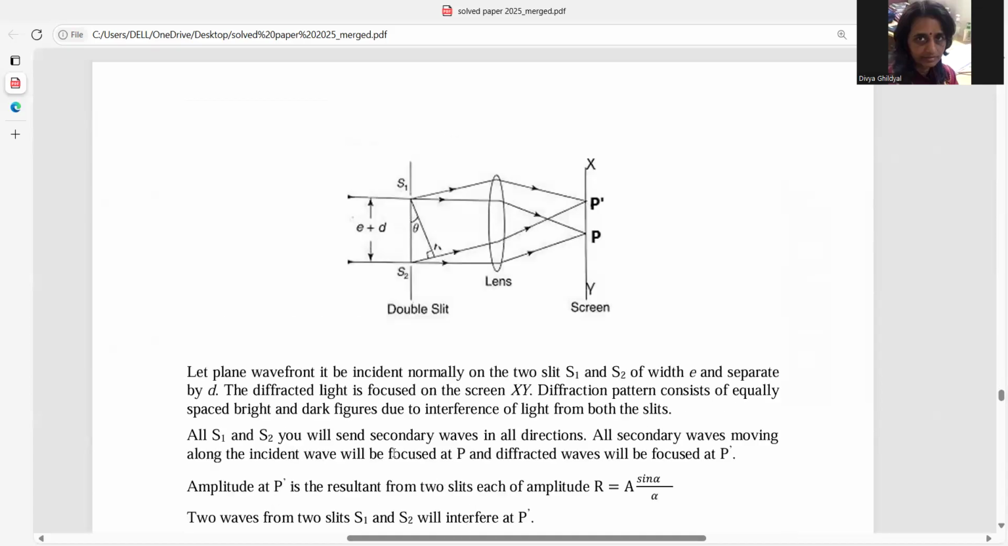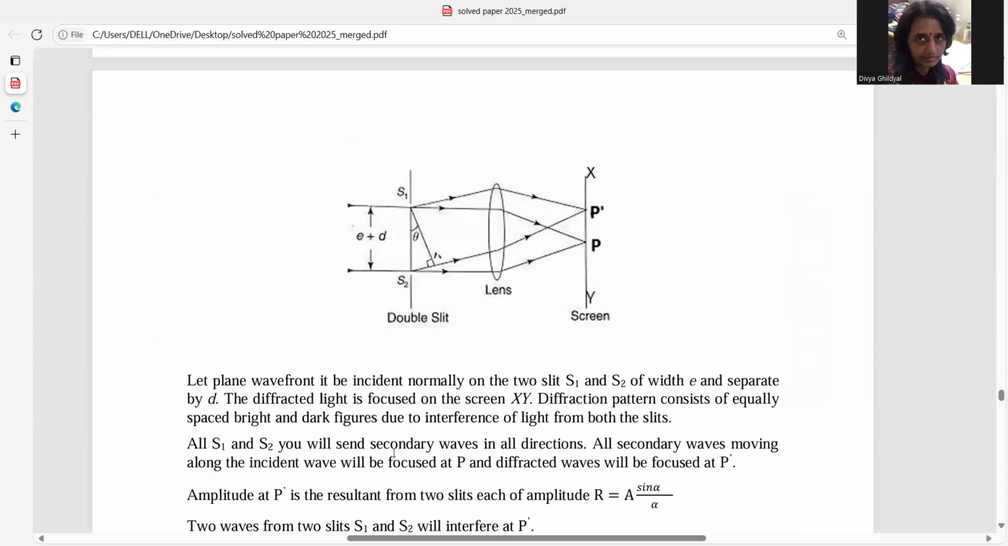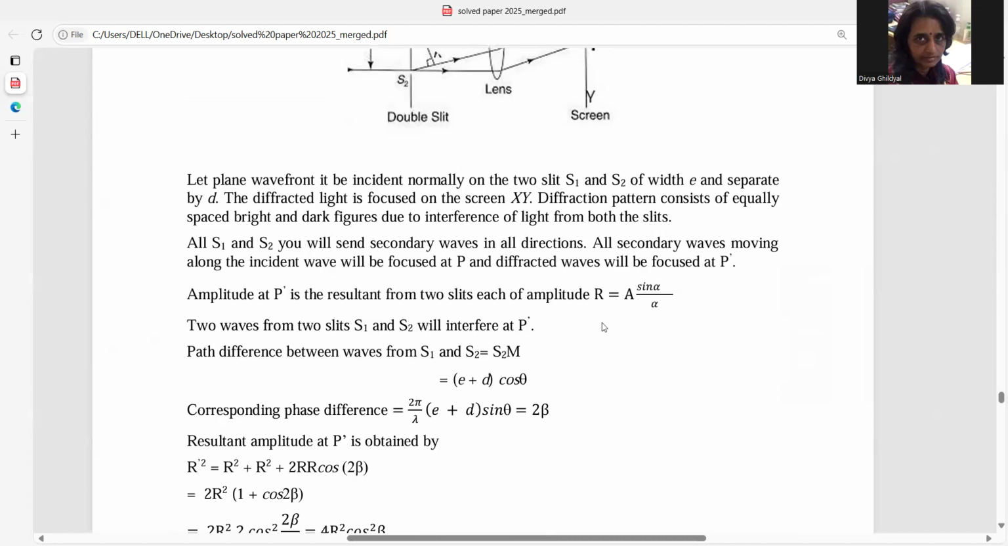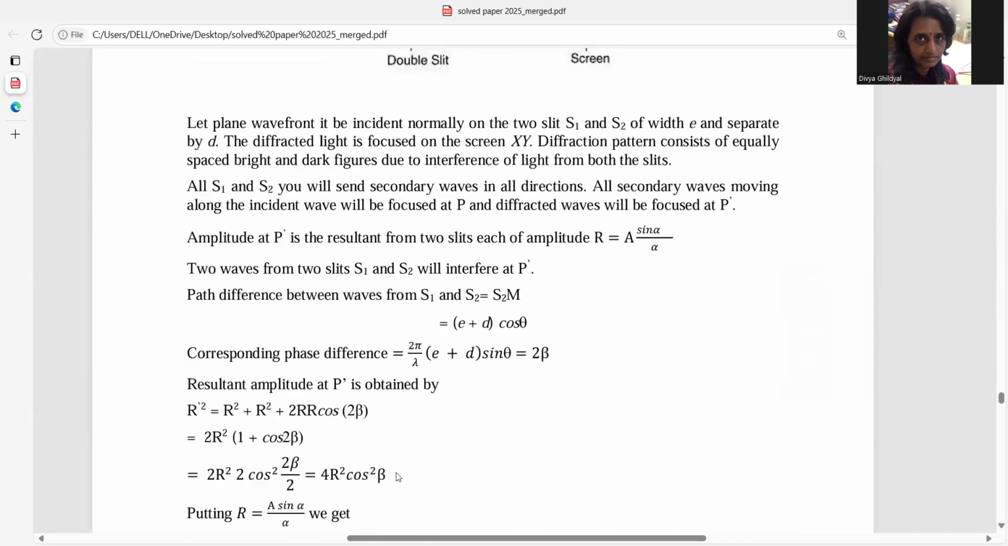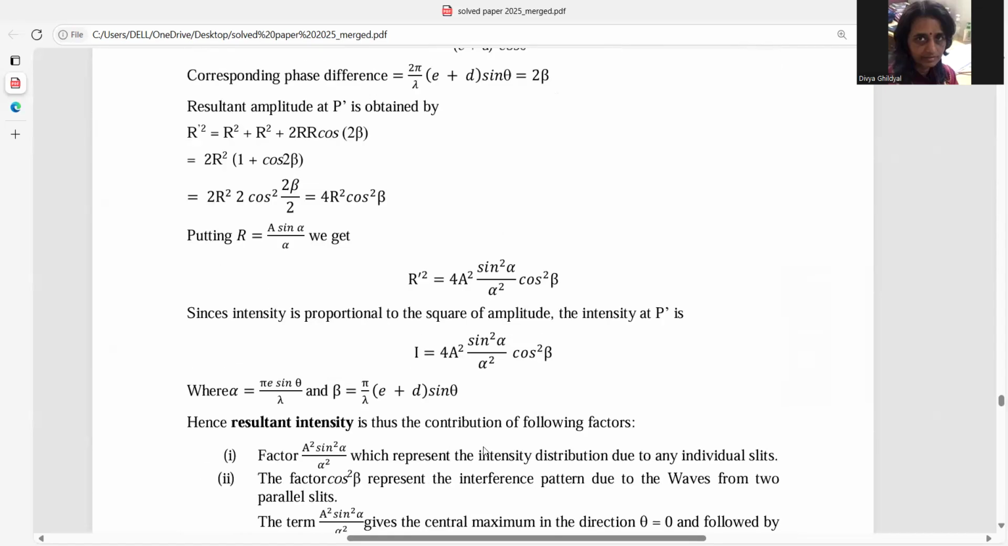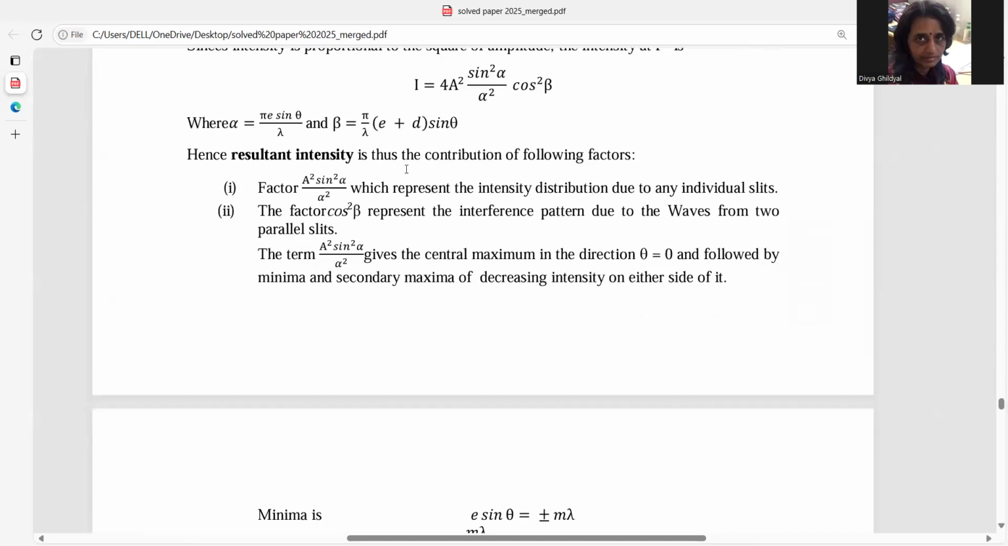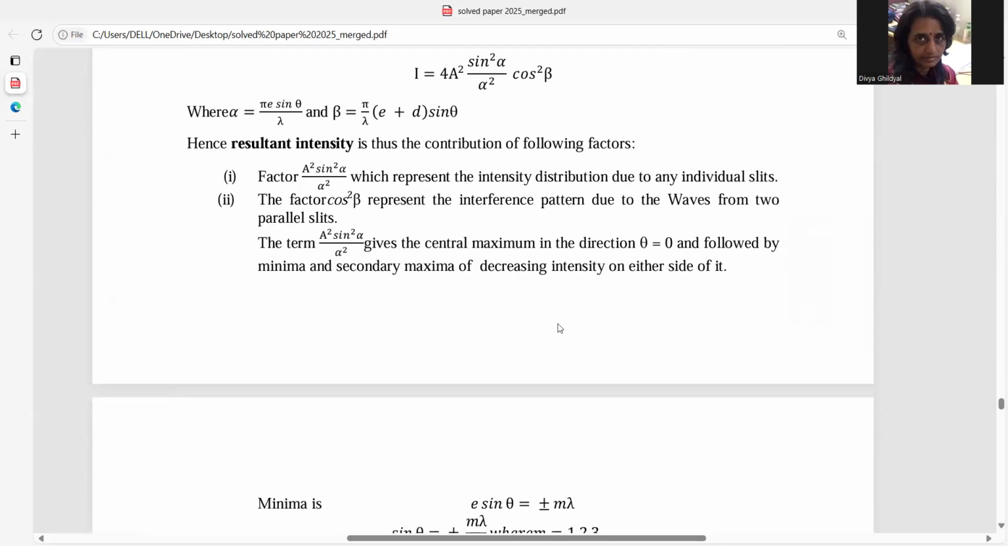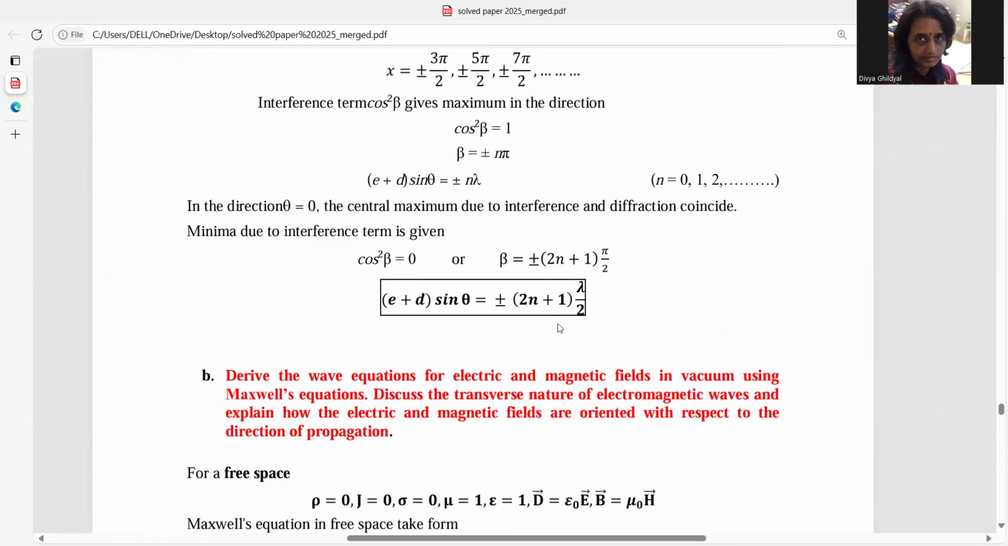So either the single slit or the double slit comes; the diagram should be there, showing the two slits S1, S2, the formula for resultant intensity, and then how this changes for the double slit. Explain these factors: this represents the intensity due to individual slits and this is due to the N number of slits, and you can show in short the maxima and minima.